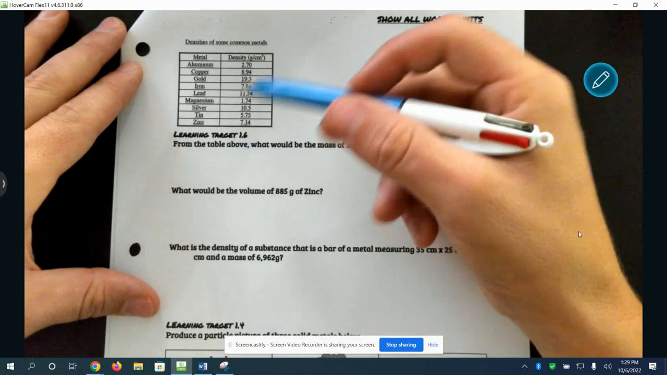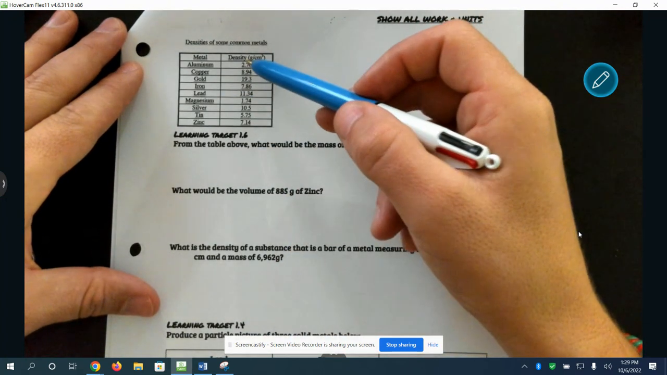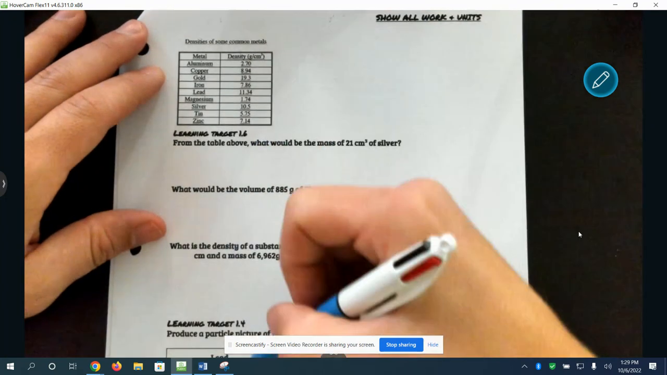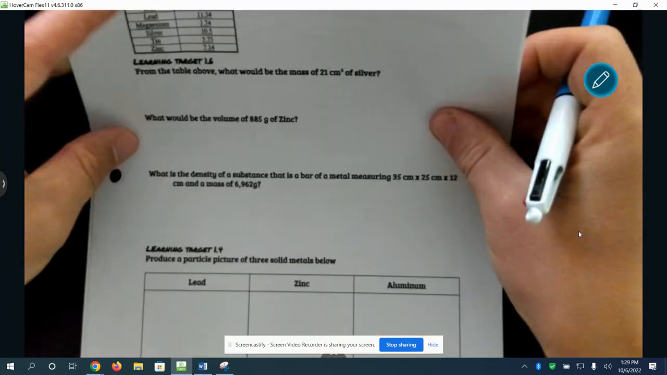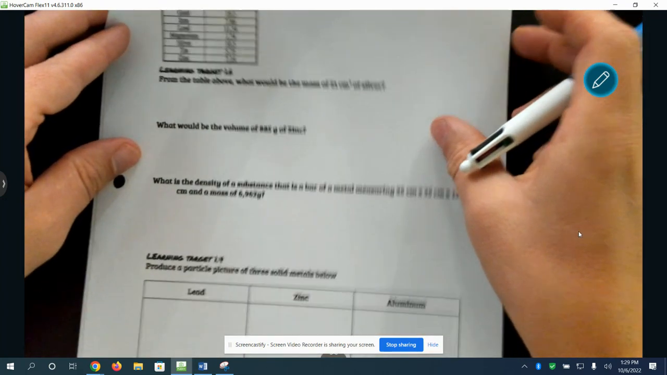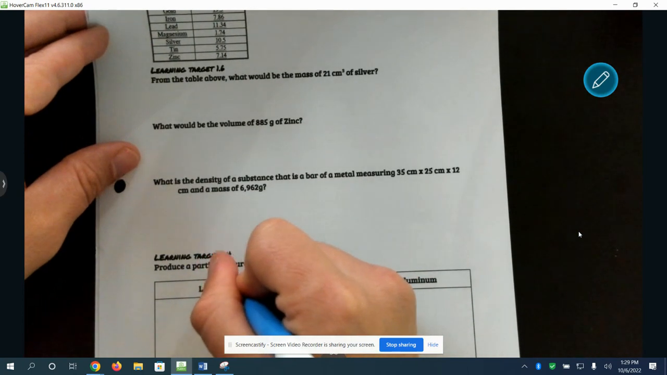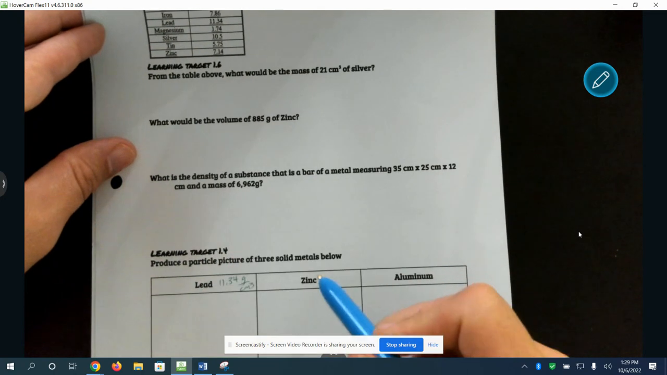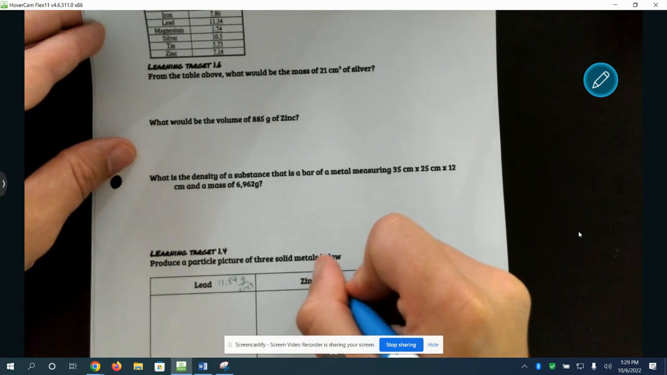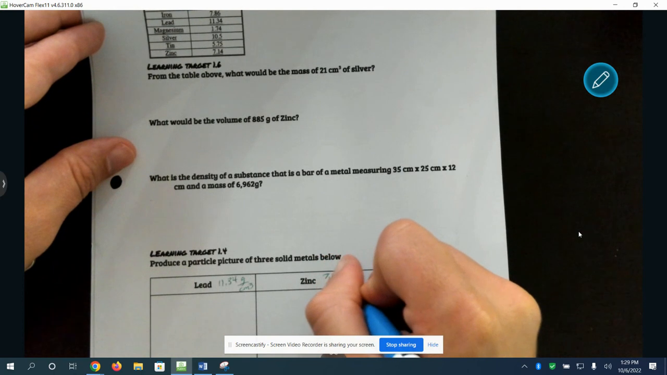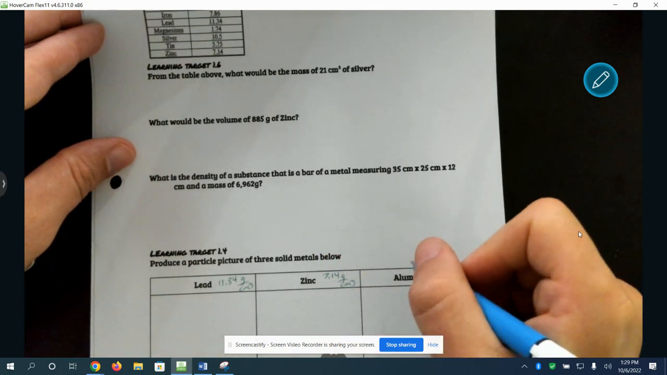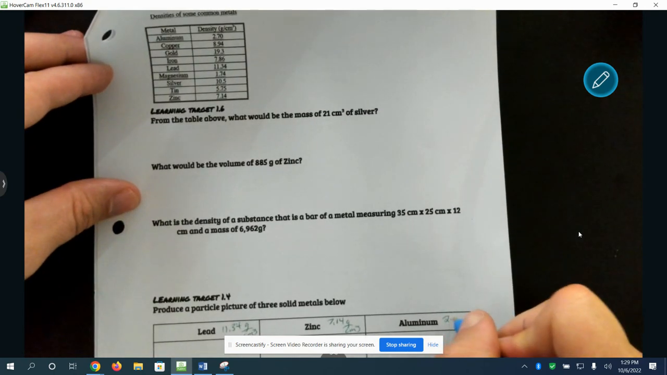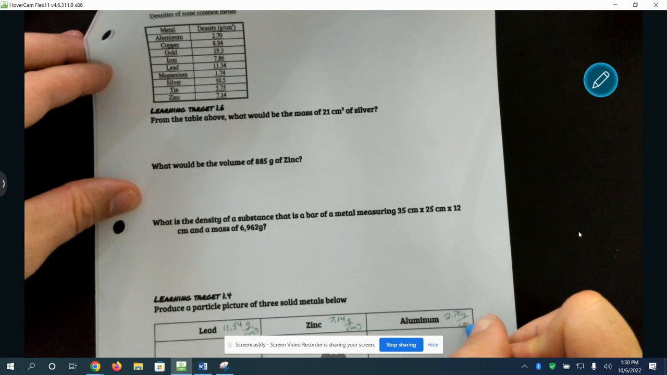So for 1.4, first thing you're going to need to know is the densities of each of these substances that we're looking at. So we're looking at lead, which has a density of 11.34 grams for every centimeter cubed. Zinc, which has a density of 7.14 grams per every centimeter cubed. And aluminum, which has the lowest at 2.70 grams for every centimeter cubed.